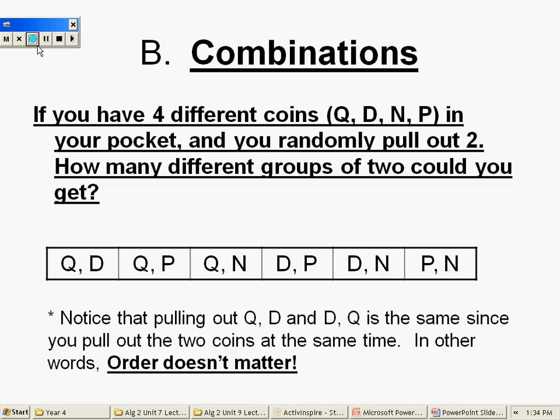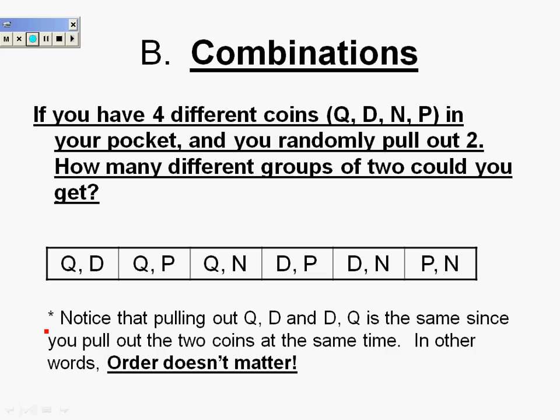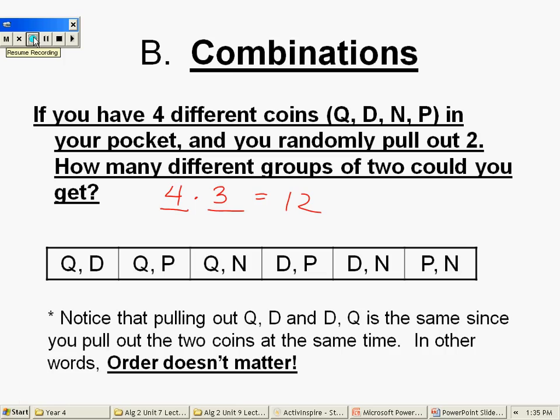Well, you could get a quarter and a dime, right? You could get a quarter and a penny, quarter and nickel, dime and nickel, penny and nickel. And that's everything. But now let's take a look at if we were to do this in the way that we have already learned, right? So, if I take out 2 coins, there's 4 ways I could take out the first one, 3 I could take out the second one for a total of 12 ways, but how many ways do you guys see here? There's only 6.